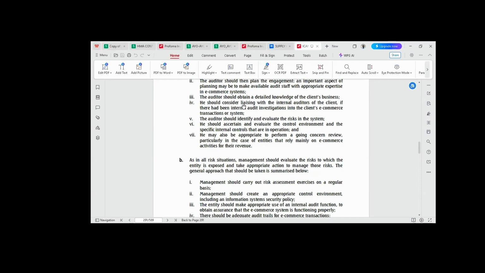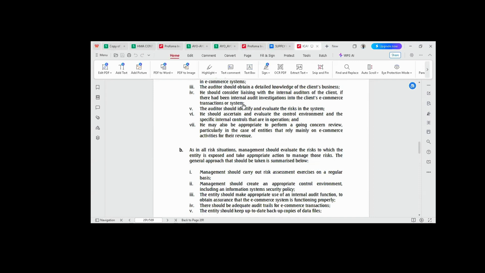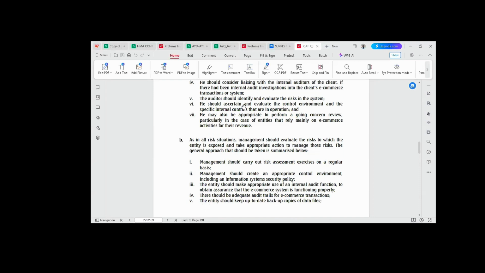The entity should make appropriate use of an internal audit function to obtain assurance that the e-commerce system is functioning very well. So the audit department will review the transactions that are being performed on the e-commerce system. Then there should be adequate audit trail for e-commerce transactions, just for easy traceability. That's what we mean by the audit trail. Be able to know who does what, who modified information on the e-commerce system.